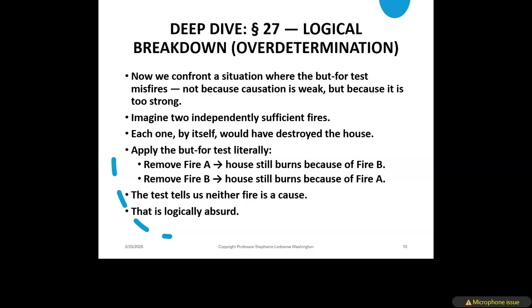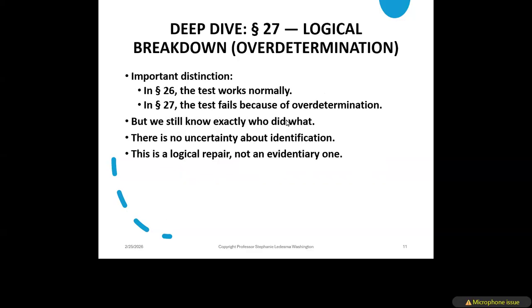Section 27 corrects this logical breakdown. And it corrects this logical breakdown by saying, when multiple acts occur, each independently sufficient to cause harm, each of the multiple acts is treated as a factual cause. That means that in that situation, you have multiple factual causes. Get it? Here's an important distinction.